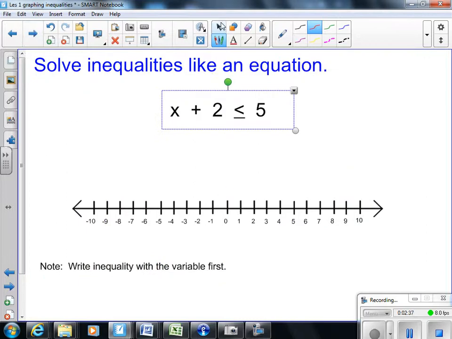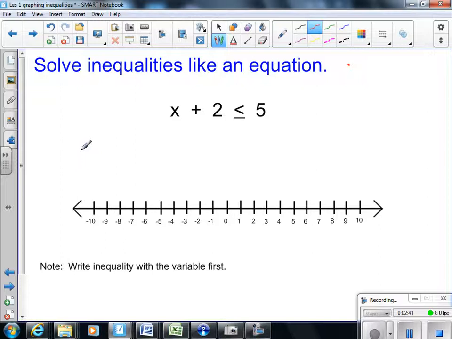All right, let's talk about what we're going to be looking at today. Let's solve an inequality. Now, the basic rule that we're going to find today is that in most cases, when you solve an inequality, you're going to solve it just like you did an equation. So if I had an equation x plus 2 equaled 5, how would I solve it? I'm going to subtract 2 from both sides. And I get x, and over here I get 3. But we're going to use an inequality symbol instead. x is less than or equal to 3.